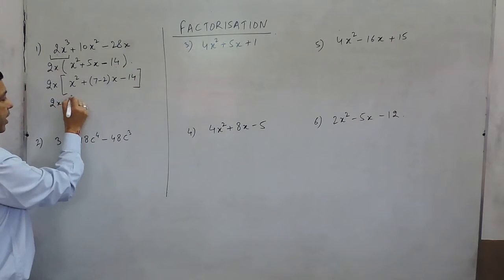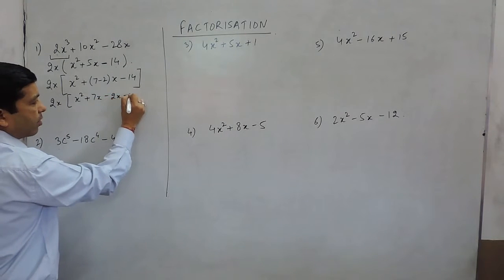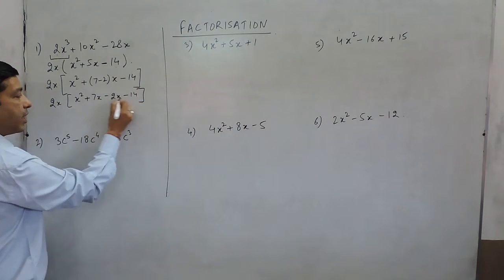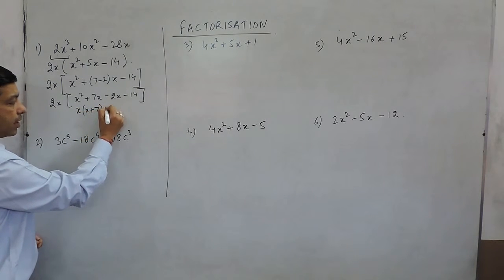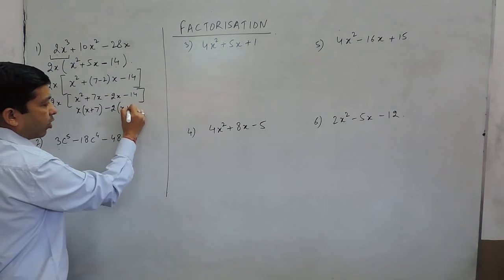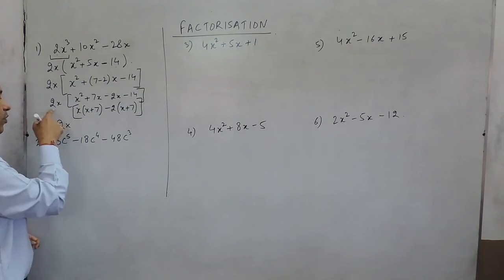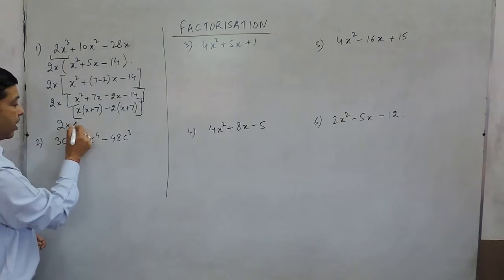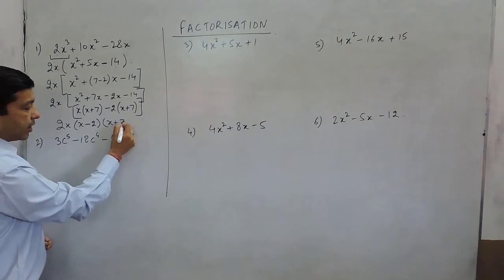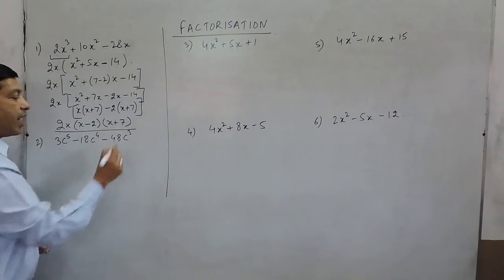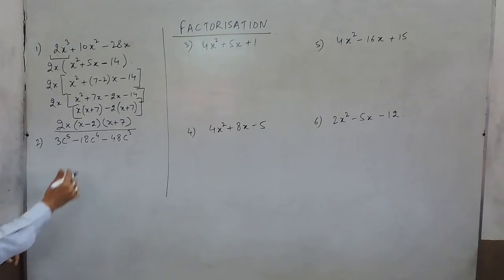If we further solve it, it becomes x square plus 7x minus 2x minus 14. And now in these four terms we can take x common, it becomes x plus 7. If we take minus 2 common, it also becomes x plus 7. So further we can say 2x is one of the factors which we have already taken common, one factor is x minus 2 and the third factor is x plus 7. So this way we can factorize the trinomials.